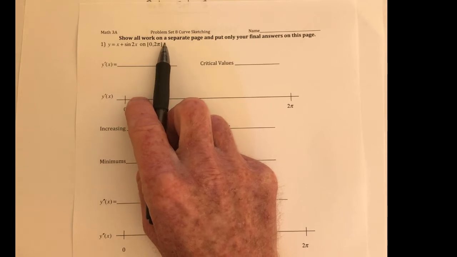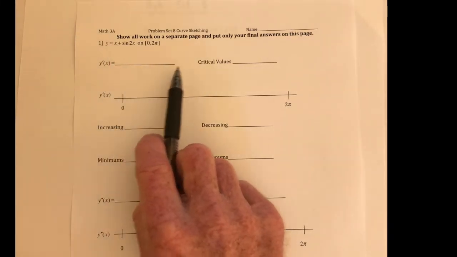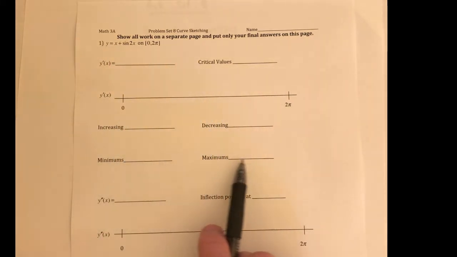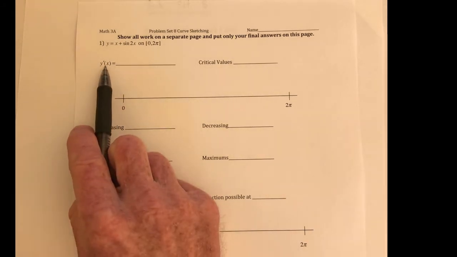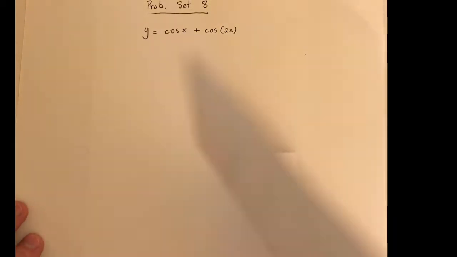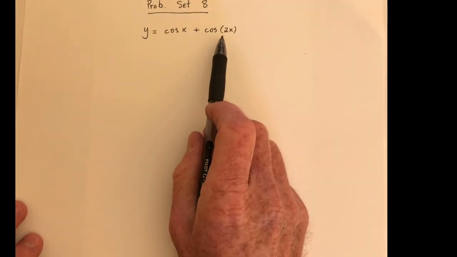So notice that it says, please work on a separate page. So that's what I'm going to do right here. Of course, I'm going to change the function, but I'm going to do the same work as what's expected here. So first of all, we need to find the derivative. Like I said, I chose a different function, cosine x plus cosine of 2x.